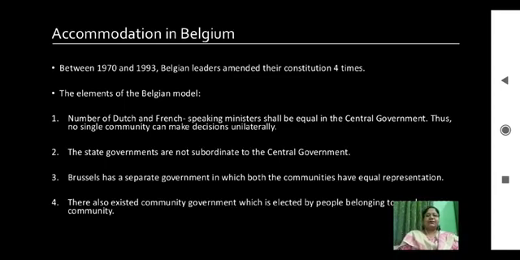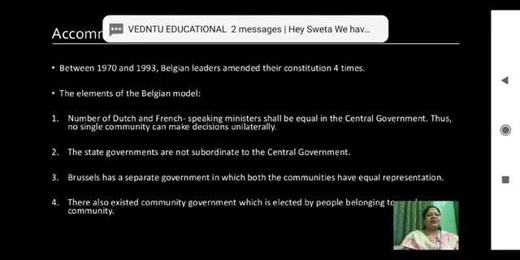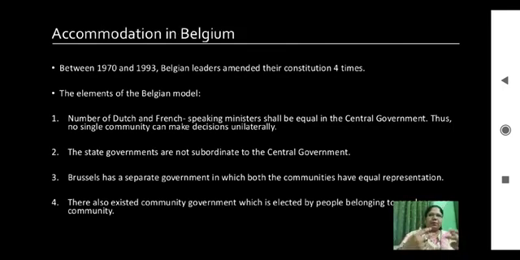So the first thing they did was that the number of representatives of the Dutch and the French speaking communities in the government should be equal. That is what they decided at the central level. No matter what the percentage of Dutch speakers or French speakers, the number of ministers should be equal in the central government. Thus, no single community can make decisions unilaterally. No particular community works only for its own benefit. Everything is accommodated and negotiated well.